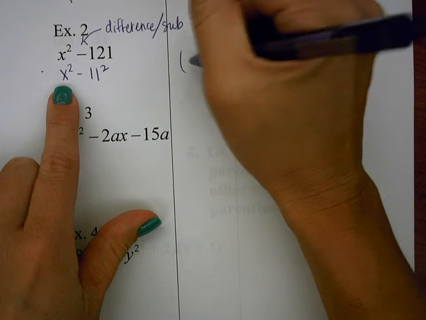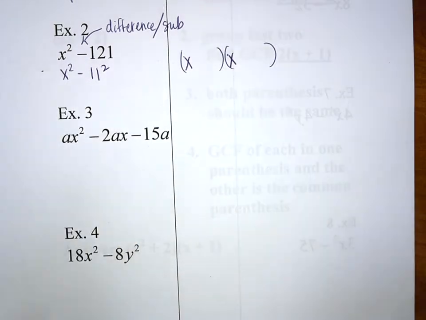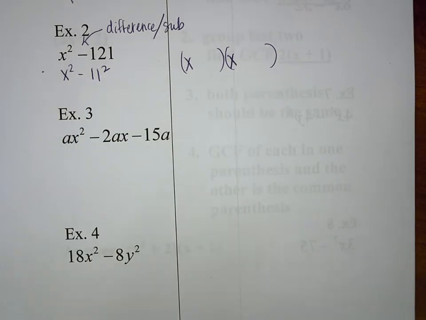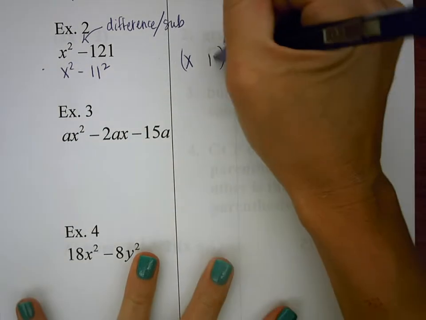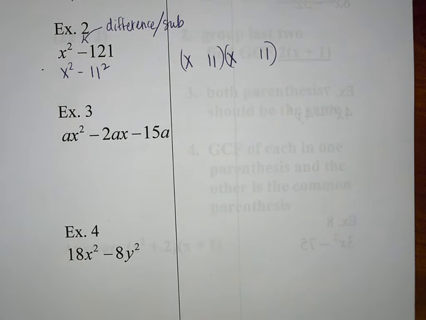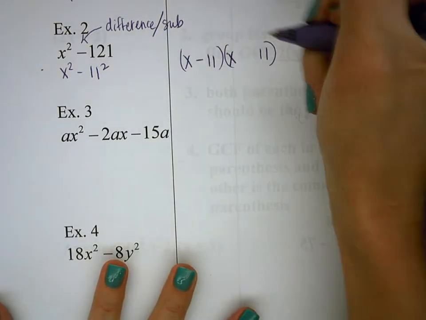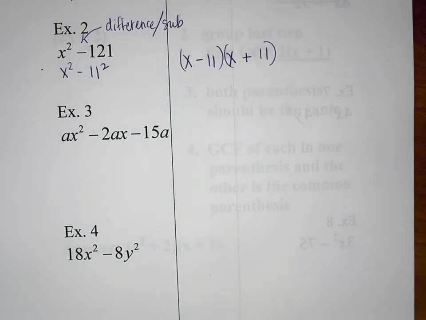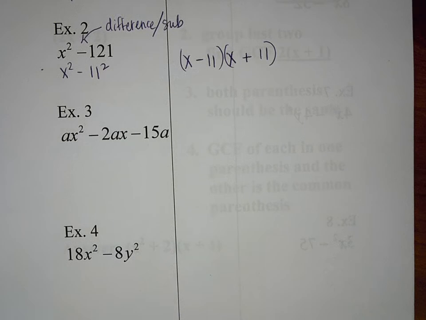See how x is in the front? I'm going to put an x in the front of both of those. Same thing with the 11s. The 11's at the back, but I'm going to split them apart. So I'm going to put 11 in the back of both of those parentheses. And then when you have difference of squares, one is going to get a minus sign and one is going to get a positive sign. And that is how you factor a difference of squares.